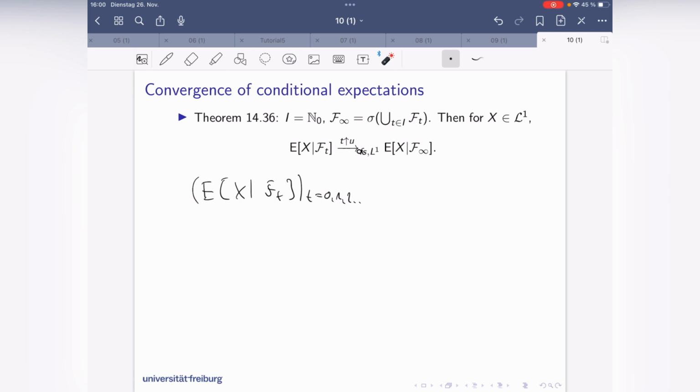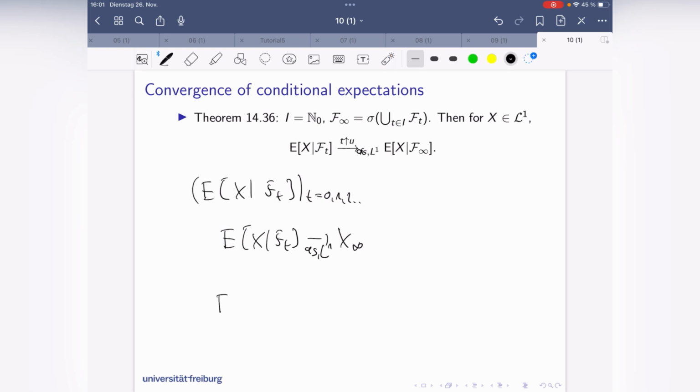So there must be some x infinity such that this conditional expectation converges almost surely and in L1 to x infinity. So that's from uniform integrability of this martingale here, because we know that all conditional expectations of an integrable random variable form a uniformly integrable family.